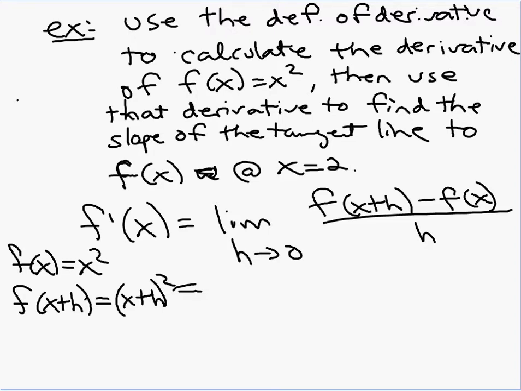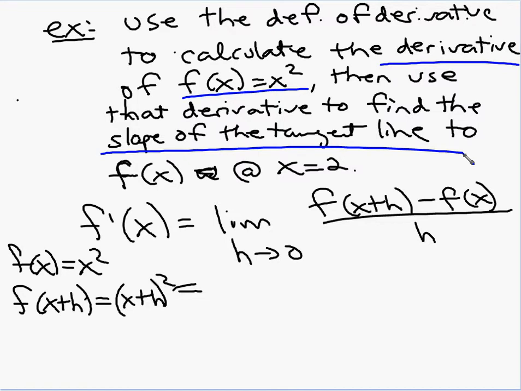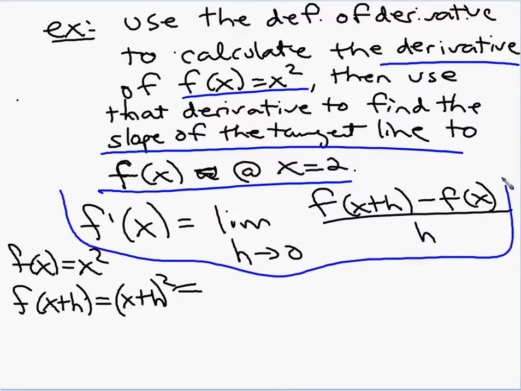We're spending another day learning about the definition of derivative, and on the last day that we were here, we started this example, and we said that we were going to use the definition of derivative to calculate the derivative of x squared, then use that derivative to find the slope of the tangent line to the function at x equals 2. Well, what I told you is that we always have to start with the definition of derivative, which is right here. The limit as h approaches 0 of f of x plus h minus the function all over h. So the very first thing that we have to do is find this.